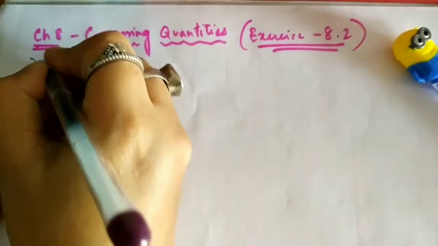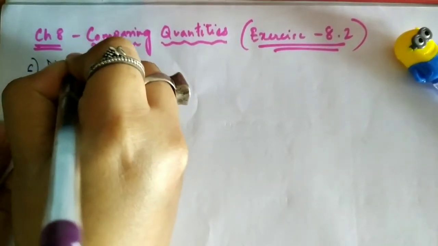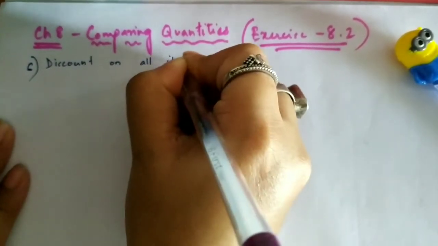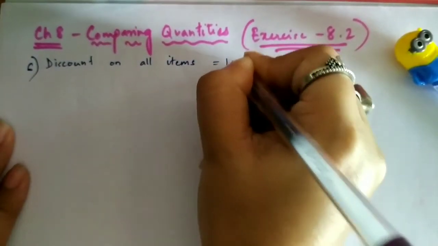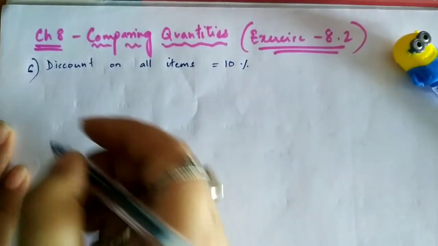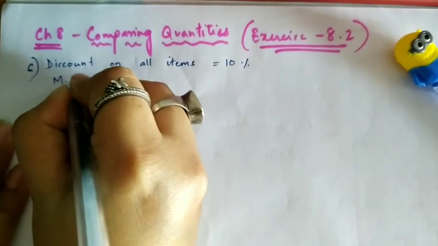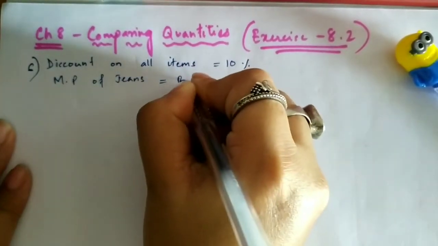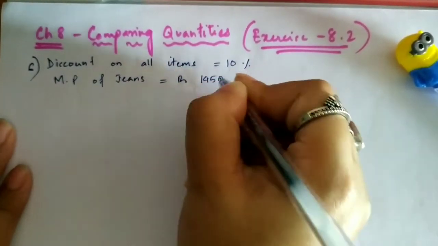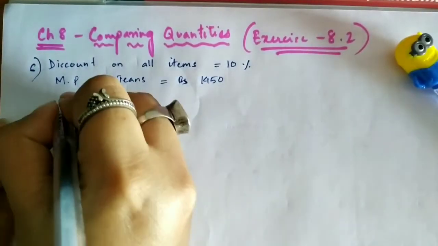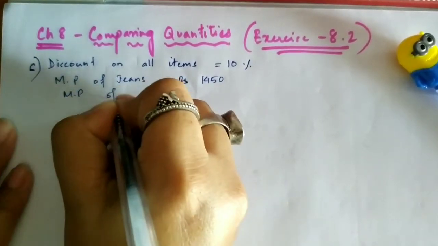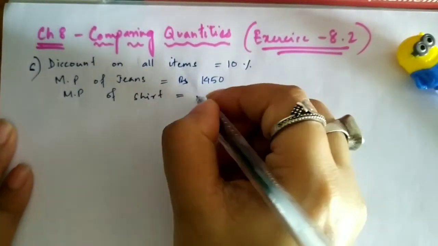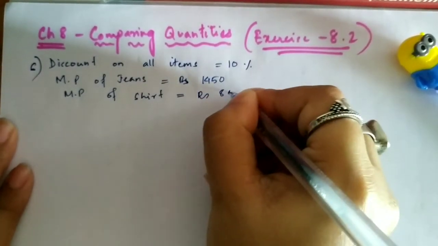So let's write down what is given here. First, discount on all items, it's the same, so I'll write discount on all items, it's 10%. Then marked price, I'll write it as MP of jeans. Marked price of jeans is rupees 1450. Then marked price of shirt, only one shirt, it's rupees 850.